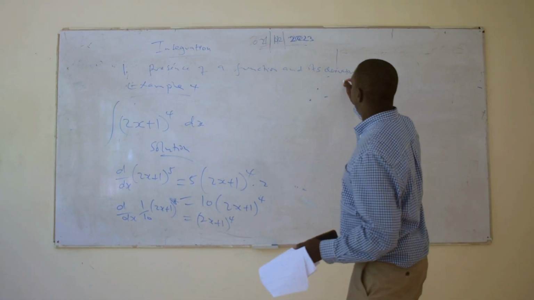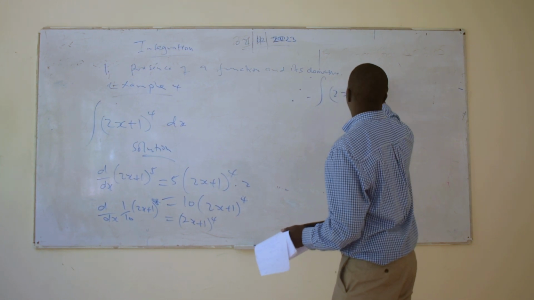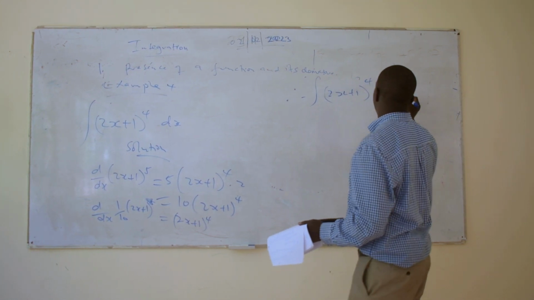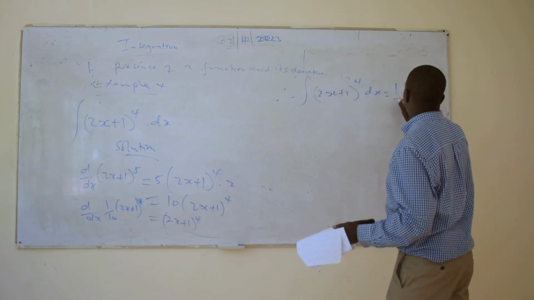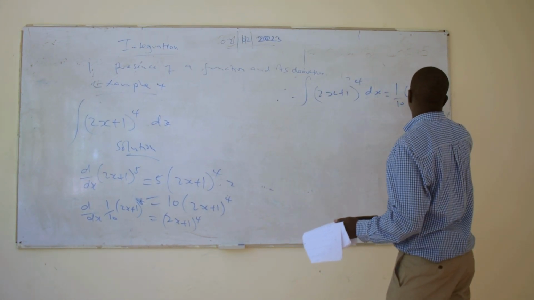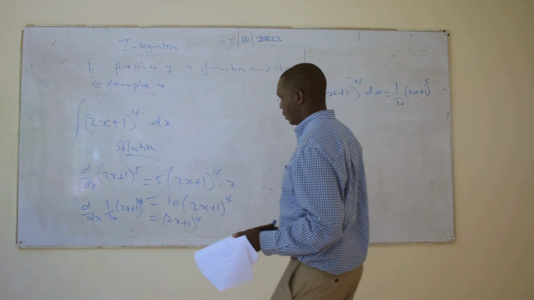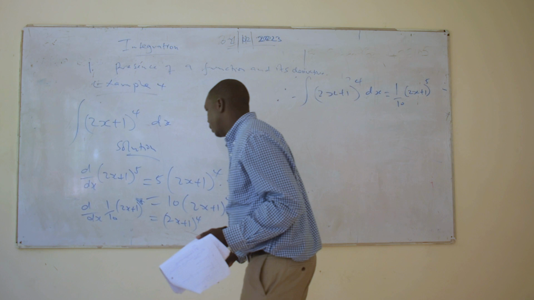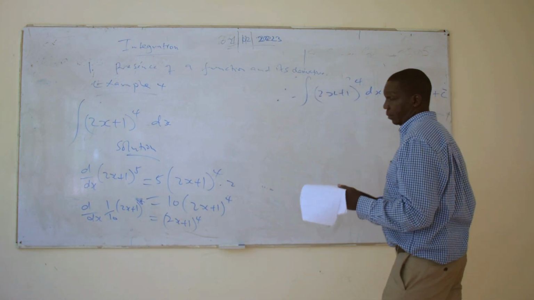The solution of the integration of 2x plus 1 raised to power 4 dx is 1 over 10 in bracket 2x plus 1 raised to power 5 plus the constant term c.